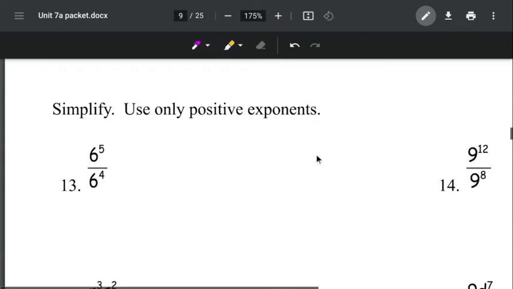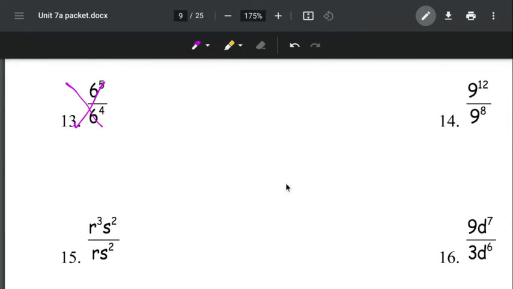Now we're going to look at dividing. I want to cross this one out for now. I don't want to go there yet. So when you multiply, you multiply your coefficients and add your exponents. When you divide, you divide your coefficients and subtract exponents.